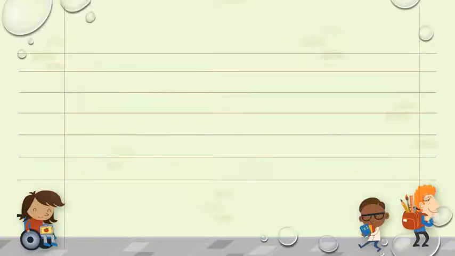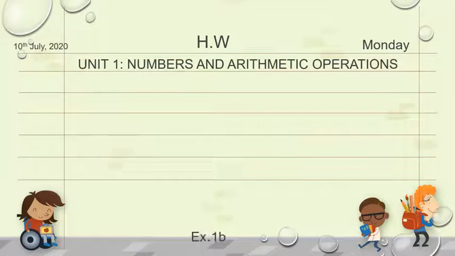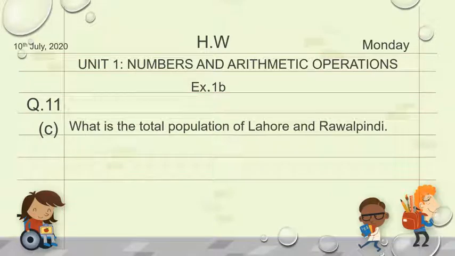As all of you know how you are going to do your homework, but still here is a quick reminder for you. You have to write down your homework here, then you will write the date, the day, and the unit number. On the next line you will write the exercise number, and then you will start doing your work. So in this way you will do your homework.